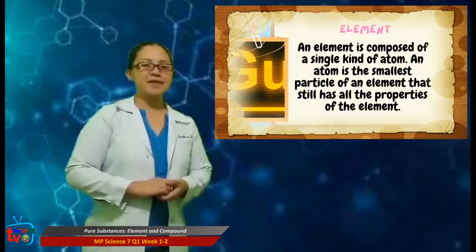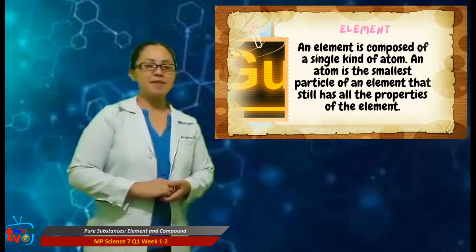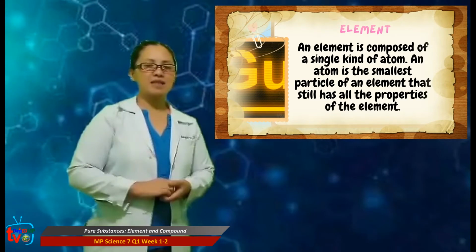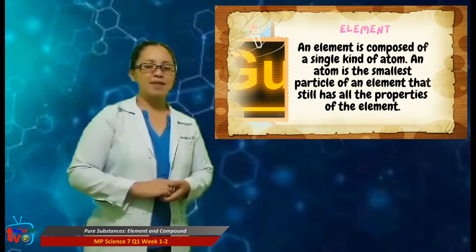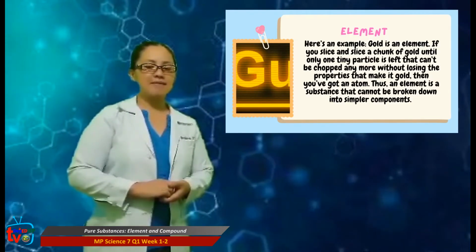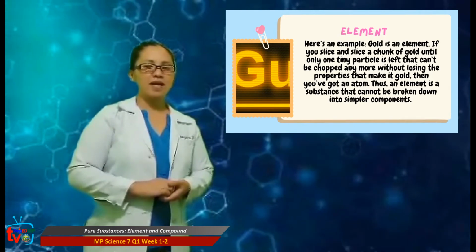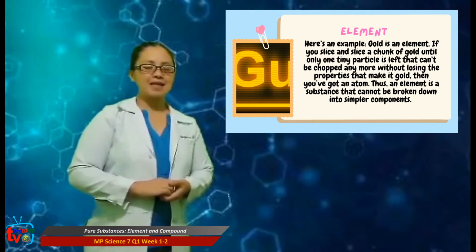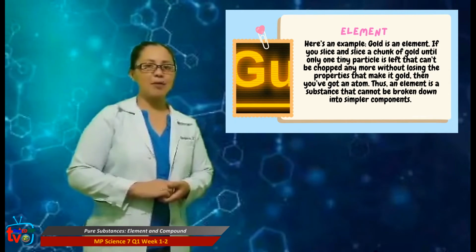To discuss it further, an element is composed of a single kind of atom. Atom is the smallest particle of an element, but still possesses the properties of an element. Here's an example. Gold is an element. If you slice and slice a chunk of gold until only one tiny particle is left without losing the properties that makes it gold, then you've got an atom. Thus, an element is a substance that cannot be broken down into simpler components.